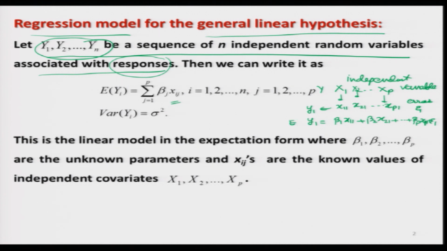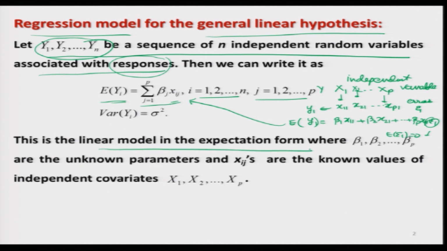In case you take its expectation, and if we assume that the expected value of epsilon 1 is equal to 0, then this relationship can be written like this. And a similar relationship can be written for y1, y2, yn. So, this entire relationship can be expressed in the form of expectations: the expected value of yi is equal to the summation over j from 1 to p of beta j xij, where i goes from 1 to n and j goes from 1 to p. This is actually the linear model in the expectation form, and here we assume that the variance of yi is sigma square. That means all the observations y1, y2, yn have the same variance sigma square.